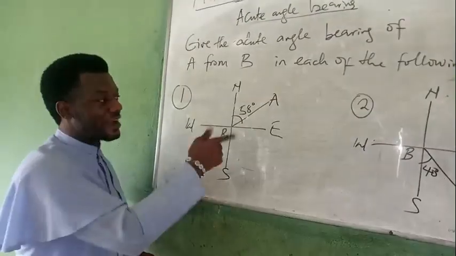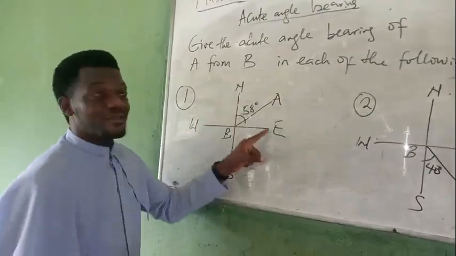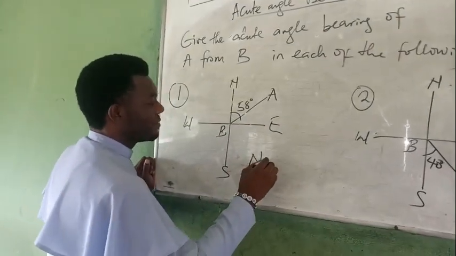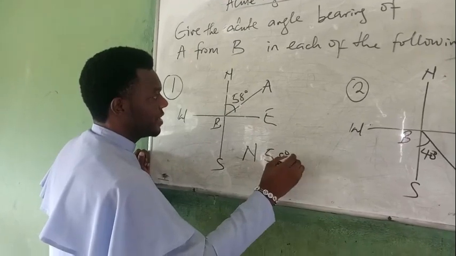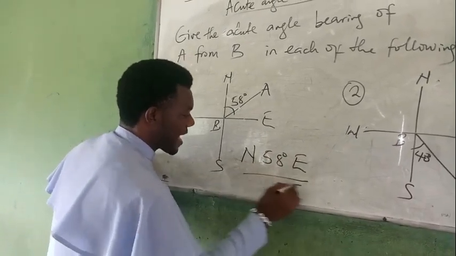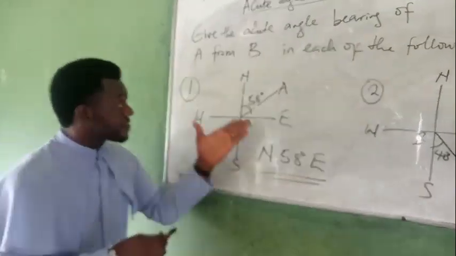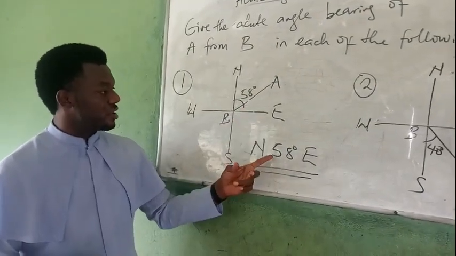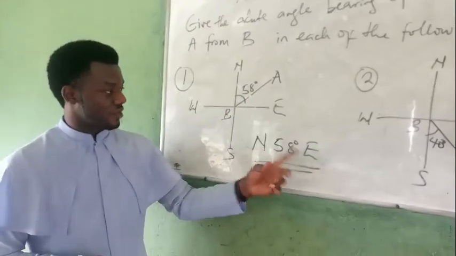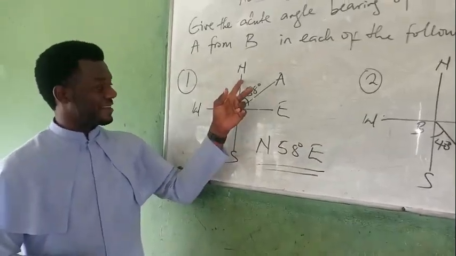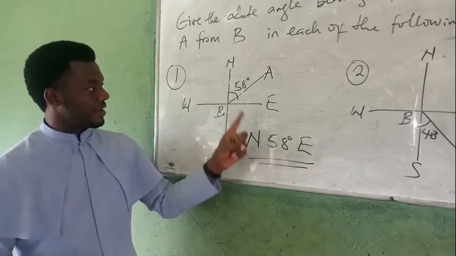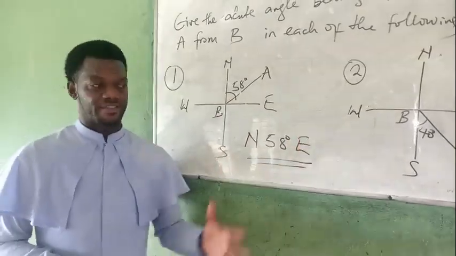What we say, acute angle bearing, is this is northeast. So we say north 58 degrees east. That is the answer. So that's what is required. When you look at this, you just interpret it. So the answer to this is north 58 degrees east. Why 58 degrees? From the north to this direction, it is 58 degrees, and it is at northeast.